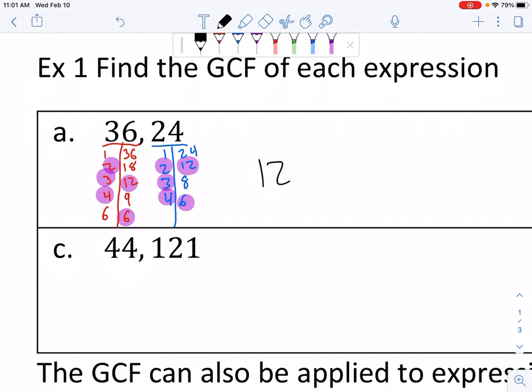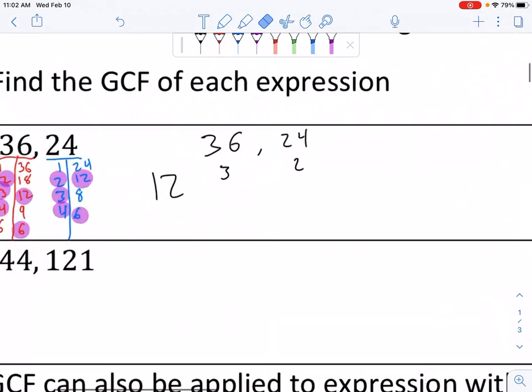So if I were to take 12 away from 36 and 24, for 36, it would be 12 times 3, so there would be a 3 left over. And for 24, it's 12 times 2. So the greatest common factor between 36 and 24 is 12.